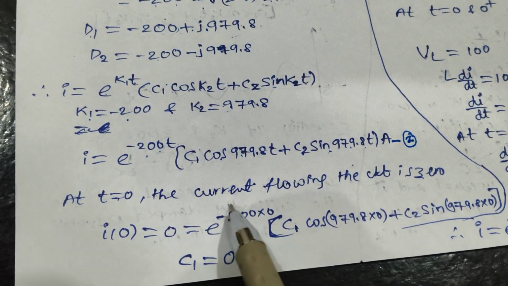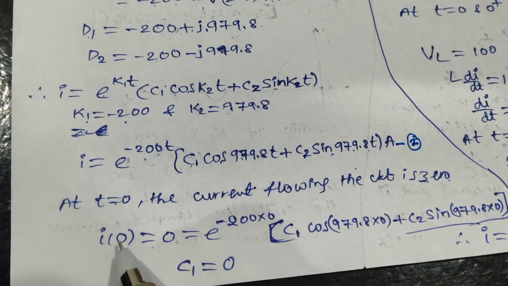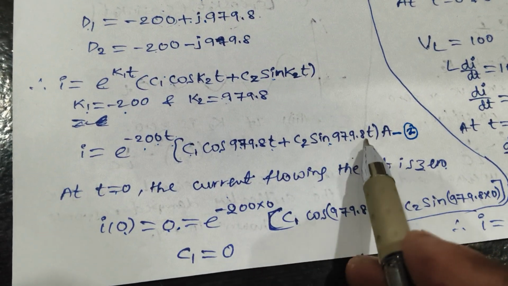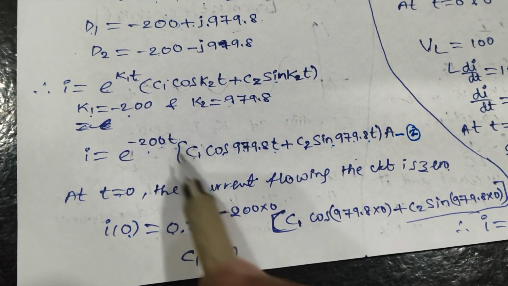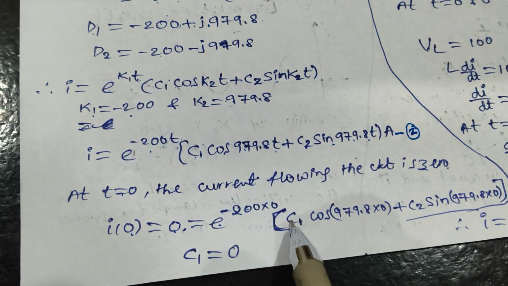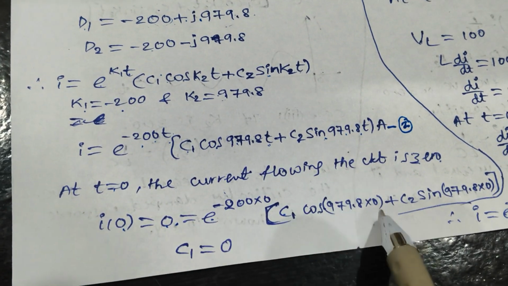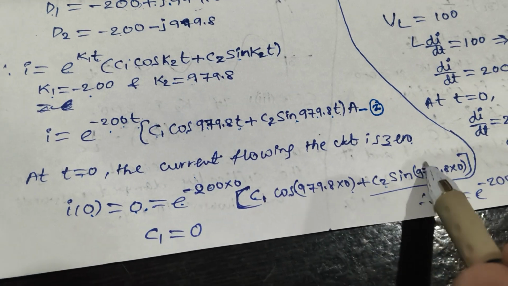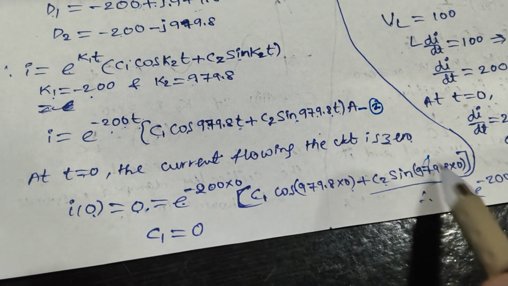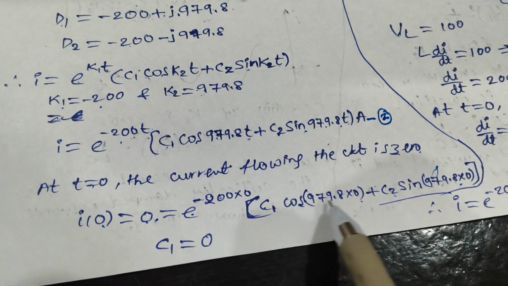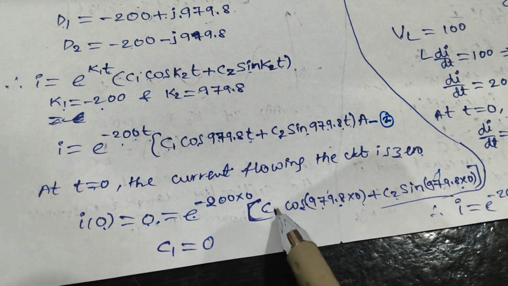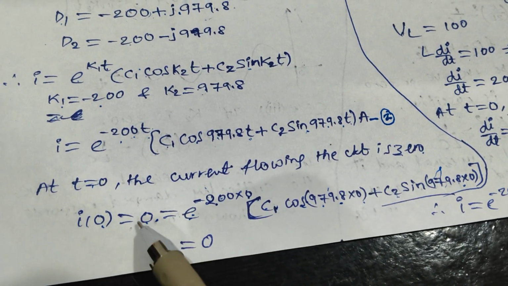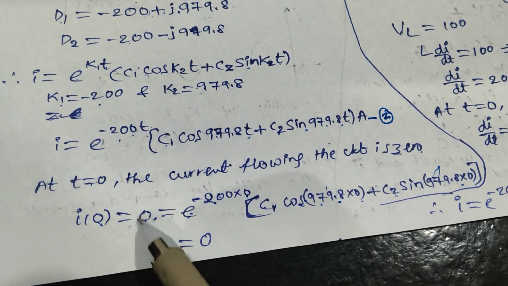At t is equal to 0, the current flowing through the circuit is 0. I of 0 is equal to 0. Wherever t is there, I'll substitute 0. e power minus 200 into 0, C1 into cos 0, C2 into sin 0, means here also 0. The sine term will become 0. Sine 0 means nothing but 0. Cos 0 is equal to 1. e power 0 is equal to 1. So I of 0 is equal to 0. Initially the current is 0.